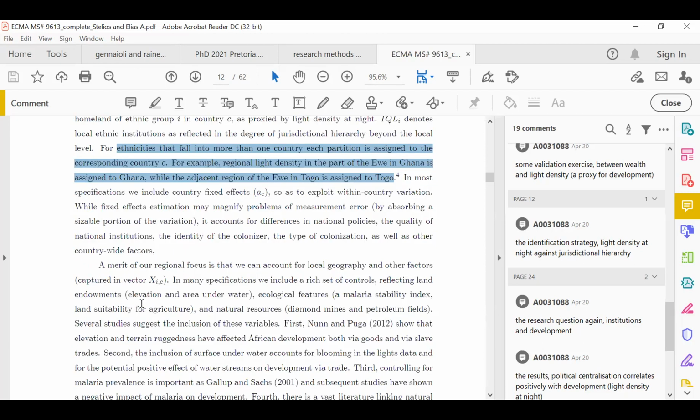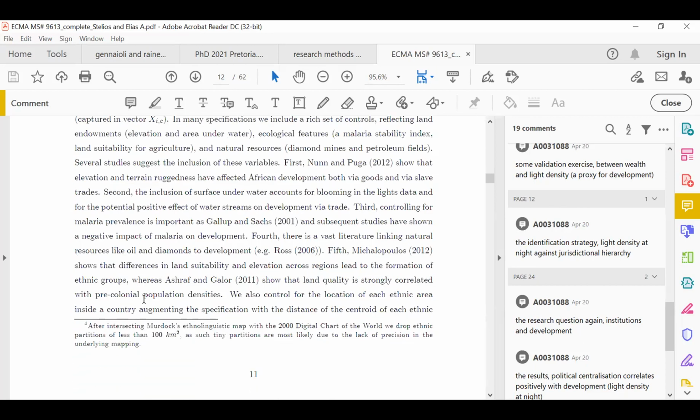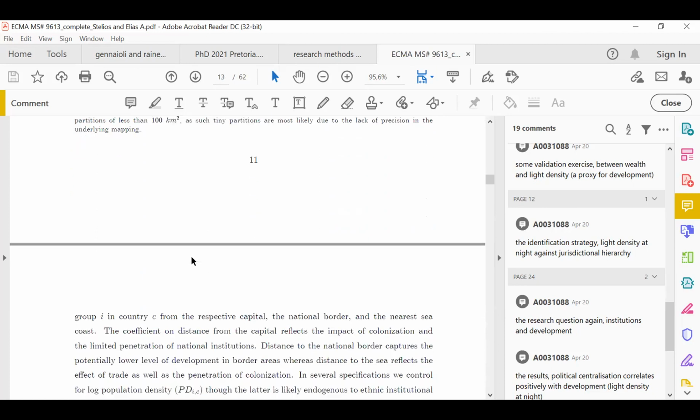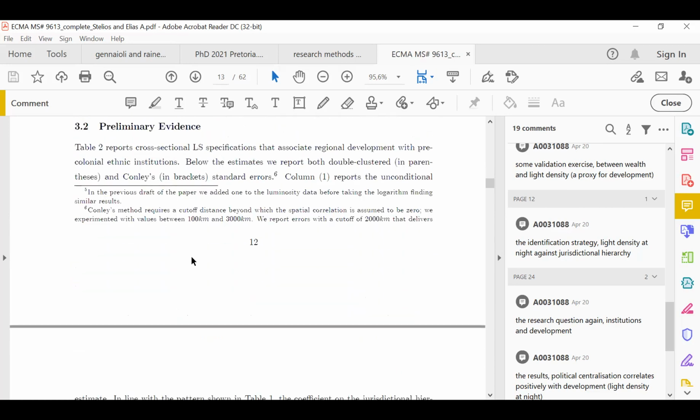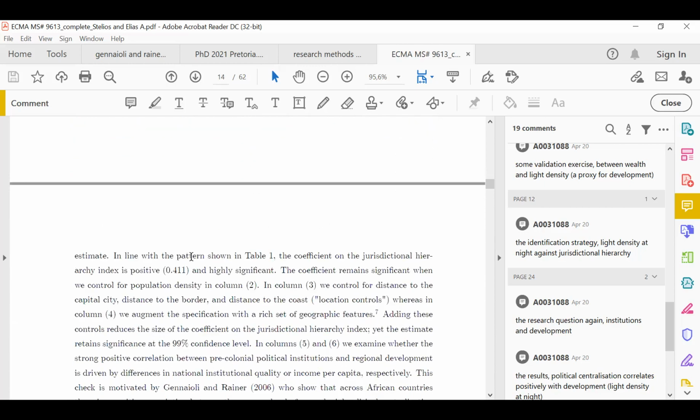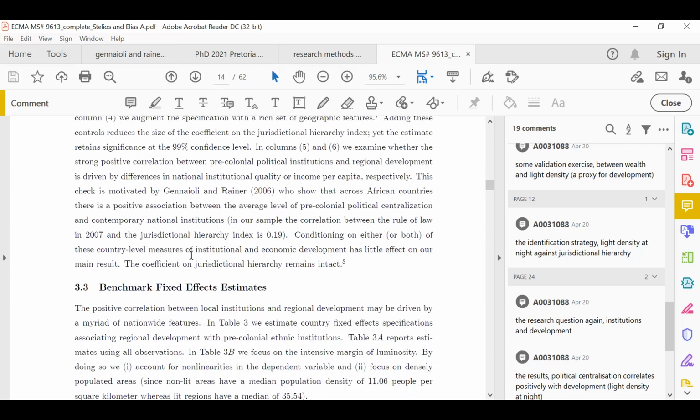Okay, so it's very disaggregated data. It's very nice what they did. It was really a new way at the time of doing research using African data, of learning about Africa, right? Preliminary evidence. Let's see what I found interesting.